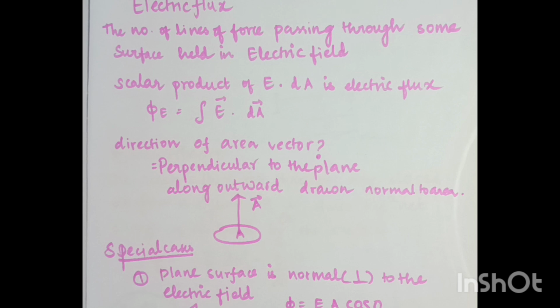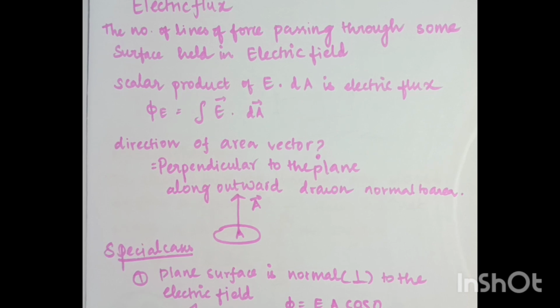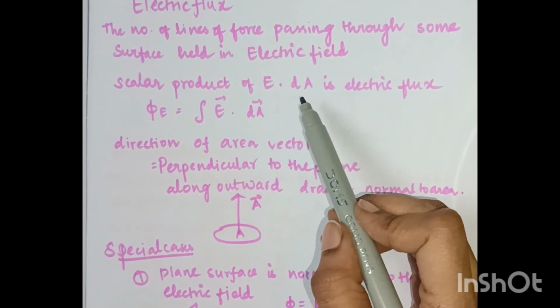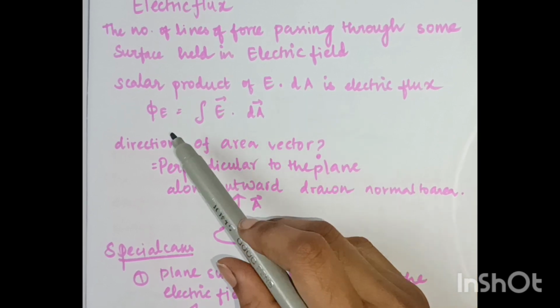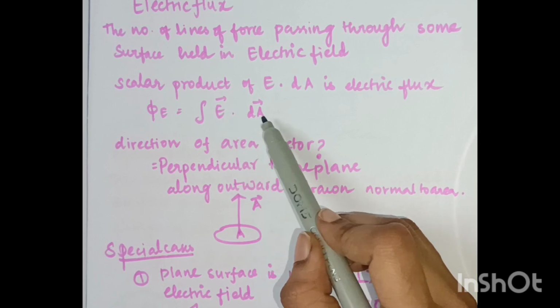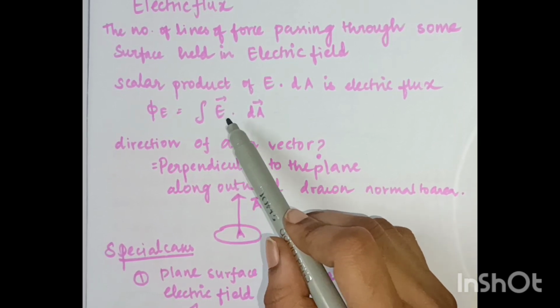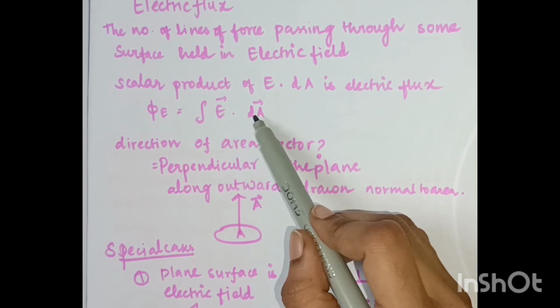So generally, how do we write the expression for electric flux? That is E dot dA. That is a scalar product, or dot product. E is the electric field, dA is the area. So this is phi E equals integral of E dot dA. So this is how we write it. It is an integral form. So it is the electric field, and it is the area.